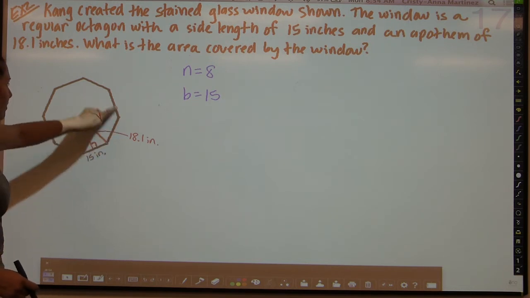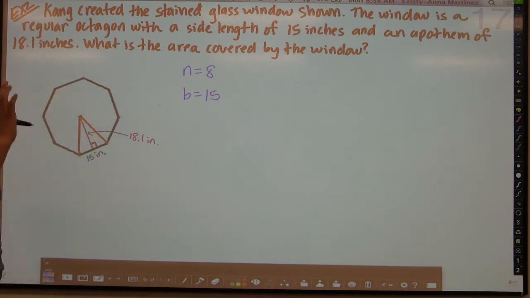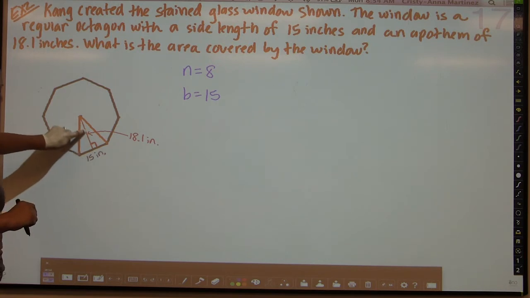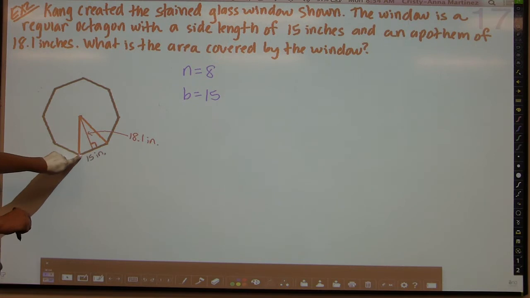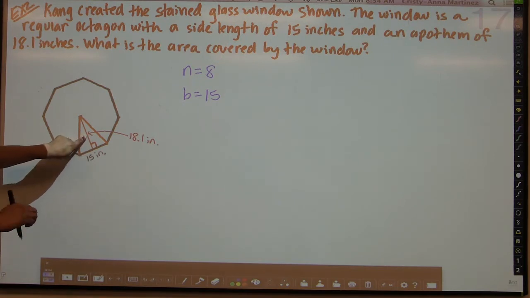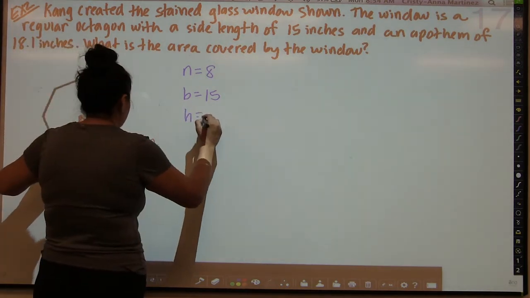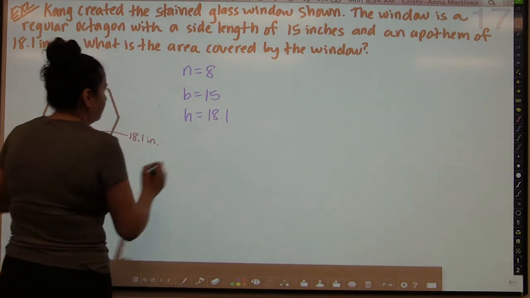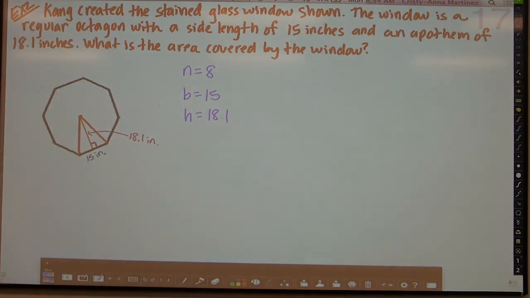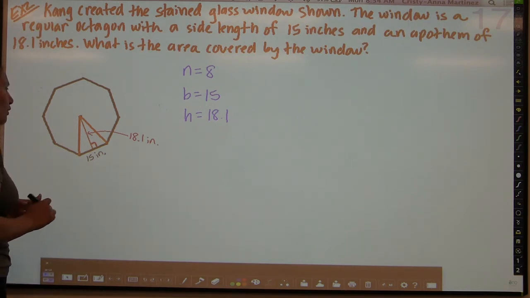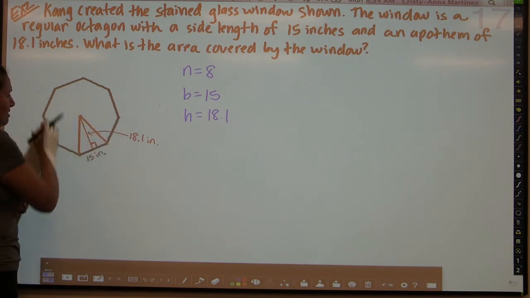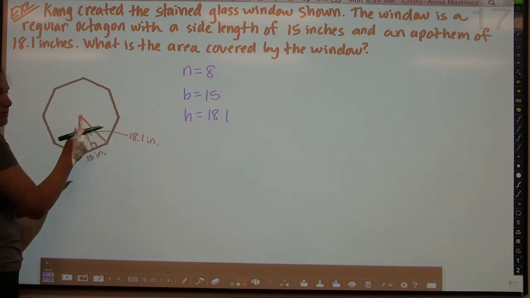You can see now that we've kind of removed the circle, but you can still imagine that it's there. But the apothem is right here. It's basically the distance that goes from the center perpendicular to the side of the polygon. So this is the apothem, and it's basically the height of my triangle, which is 18.1. And it says, what is the area covered by the window? Now in this case, because we don't have the formula yet, and we will in a few minutes, the only thing that we can really do is find the area of this triangle and then multiply it by 8, because there are 8 similar triangles in this window.